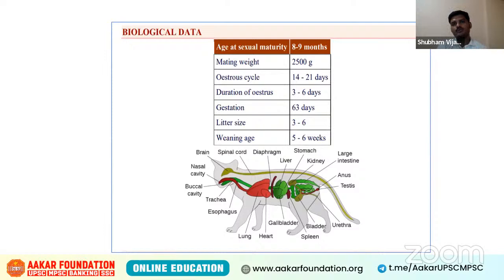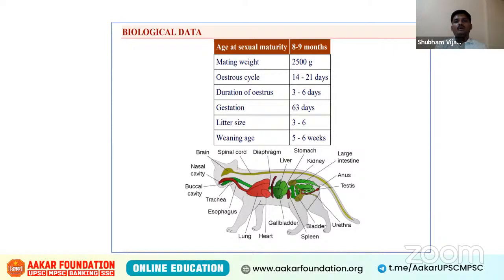Estrus cycle is 14 to 21 days, but the estrus period will last for 3 to 6 days. Gestation period is 63 days, same as in the case of dogs, the bitches. Litter size is 3 to 6. In dogs, it was 4 to 8. Weaning age is 5 to 6 weeks, same like dogs.